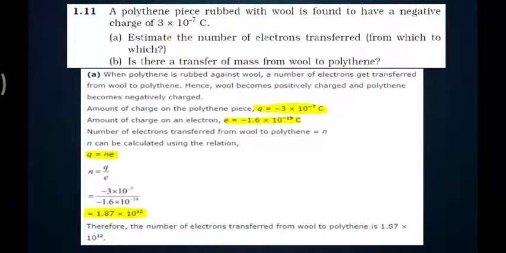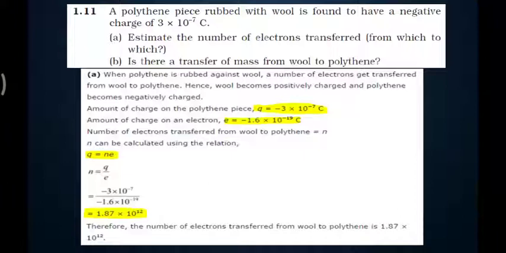Okay, let's go for task A. When the polythene is rubbed against the wool, a number of electrons get transferred from the wool to the polythene. That is clear. Hence, the wool becomes positively charged and the polythene becomes negatively charged, because the polythene gets electrons from the wool. If I assume myself as polythene and you as wool, and we rub each other, then I get negatively charged and you get positively charged, because you are losing electrons. The amount of charge for the polythene is given as negative, so I am taking minus 3 into 10 to the power minus 7, as you can see in the yellowish line.